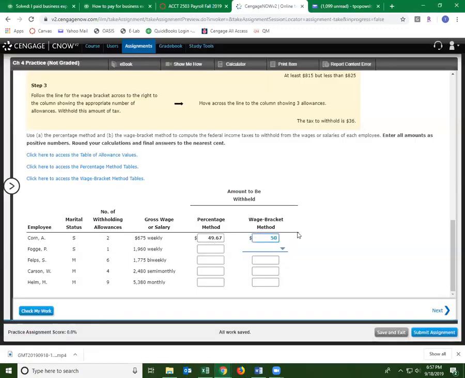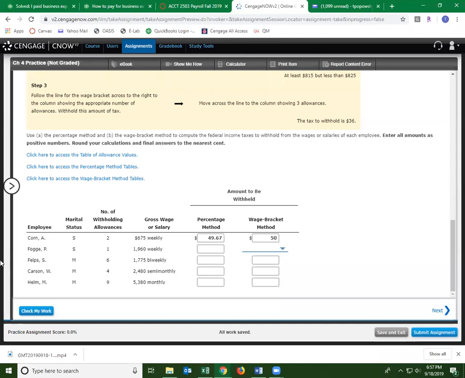You'll notice these are pretty close. The wage bracket method is really just rounding up. It's pretty close though to the percentage method. The percentage method is also a little more precise as far as decimal placement and pennies, cents that we're dealing with. So most people use the percentage method, it's just more accurate.